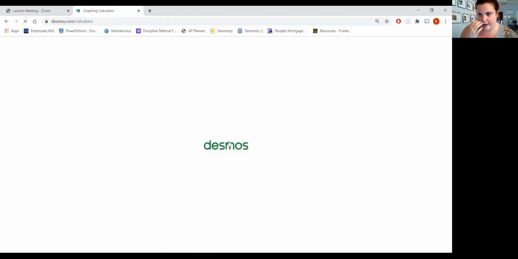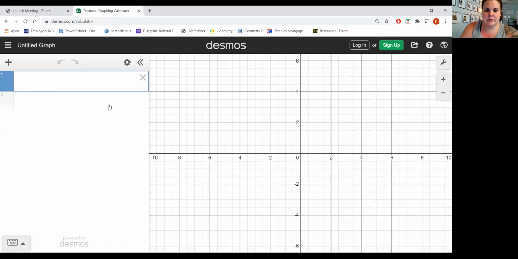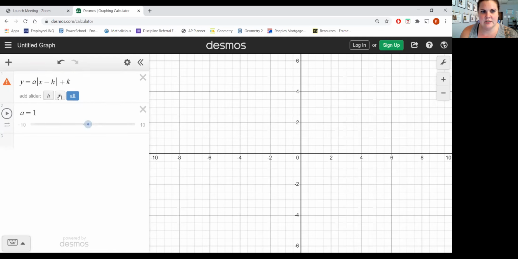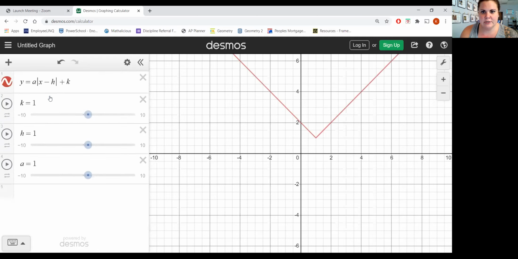So we're going to click to graph. And what we're actually going to type in here is that entire equation, y equals a, and then you want to get those vertical lines in there. So shift, and then it's the backslash for this one, the one that's above the enter key. x minus h, another vertical line, plus k. And you'll see that it's giving you the option to add sliders for these. So if I click on them, it will give me a slider, and then it goes ahead and graphs it for me. And so what it did is it took all those numbers and made all of them +1. So it's pretty typical for a to be 1.